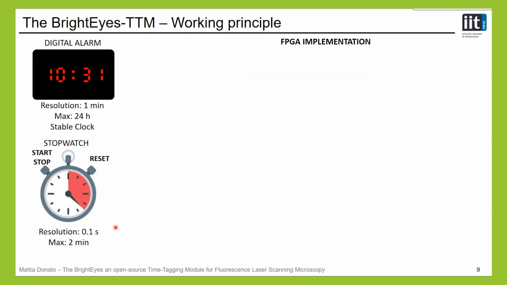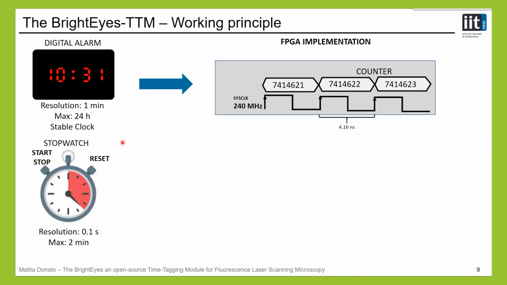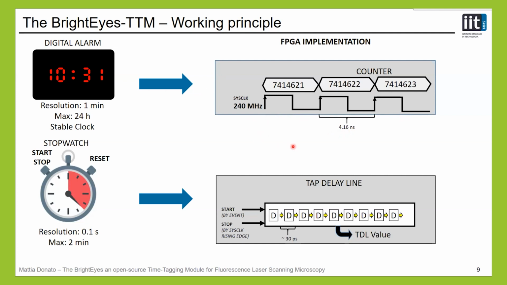Of course, in the FPGA, we don't have a digital alarm and stopwatch, but we have something corresponding to them. The digital alarm corresponds to our system clock counter. So it's a simple digital counter based on 250 megahertz, so 4 nanoseconds as a period. And we use as a stopwatch, let's say, the tap delay line.